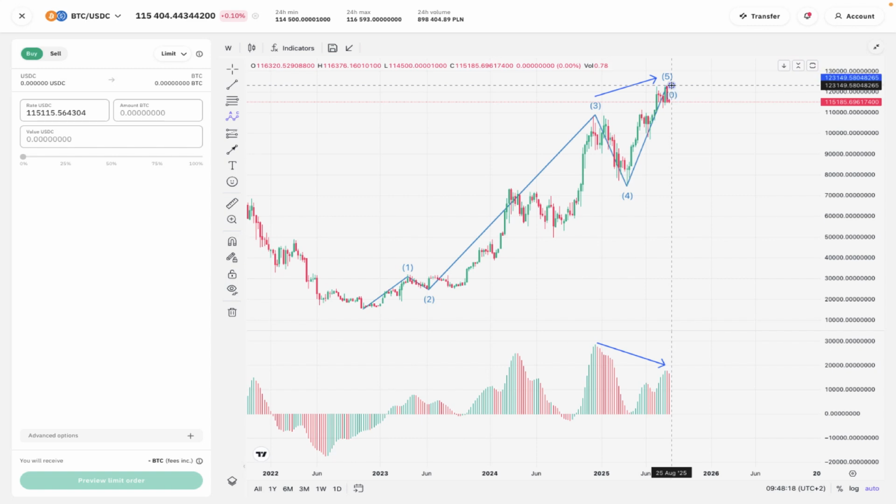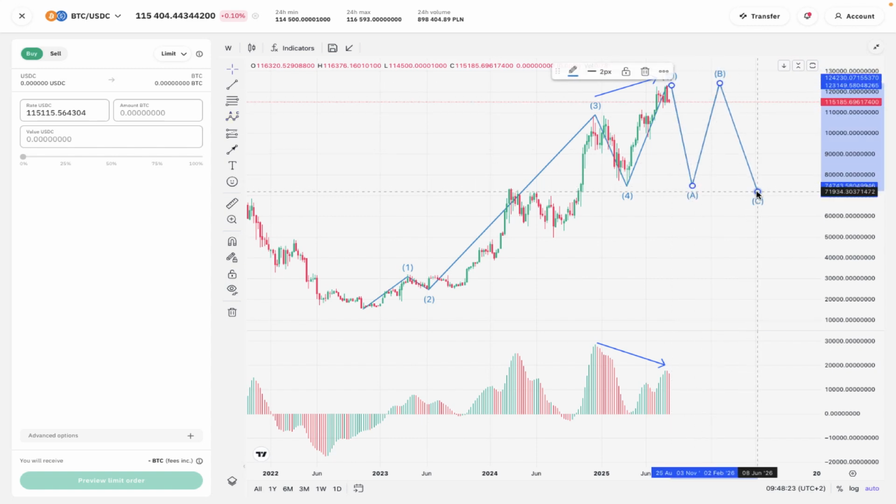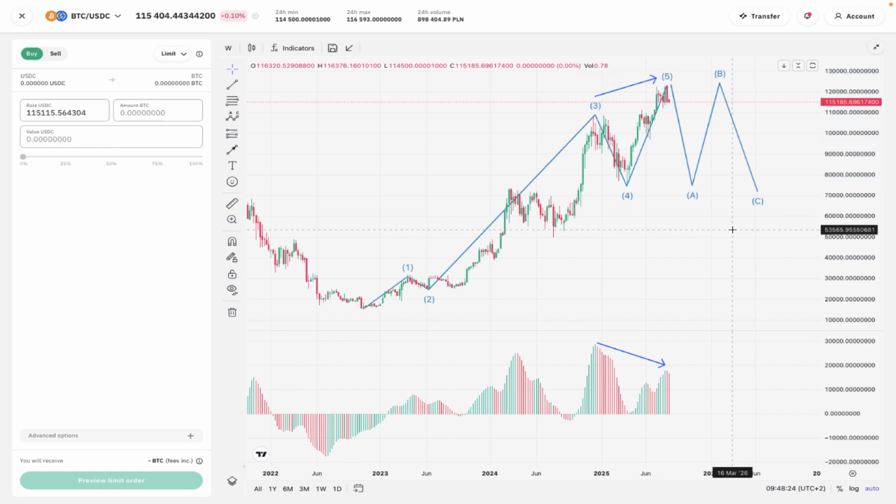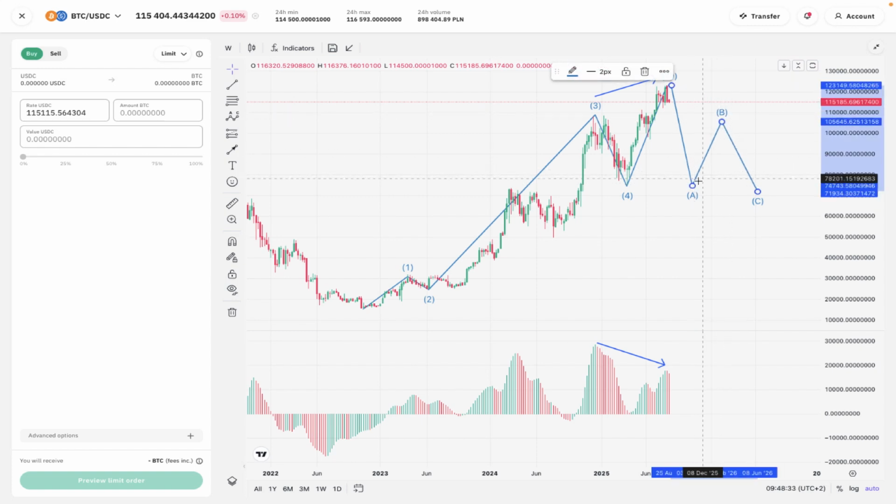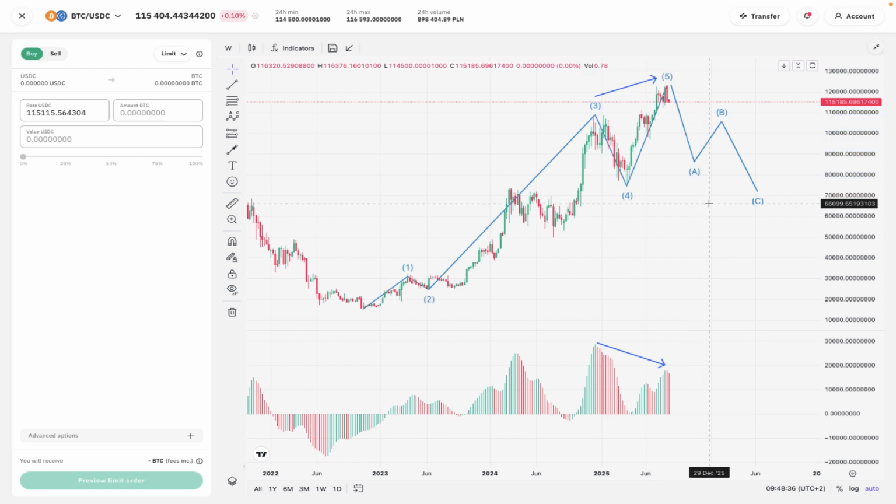So if we have wave 5 completed as a 5-wave impulsive structure, all we need is some simple correction, for example wave ABC to the downside, maybe a zigzag, maybe something else. It depends on how the market will behave.